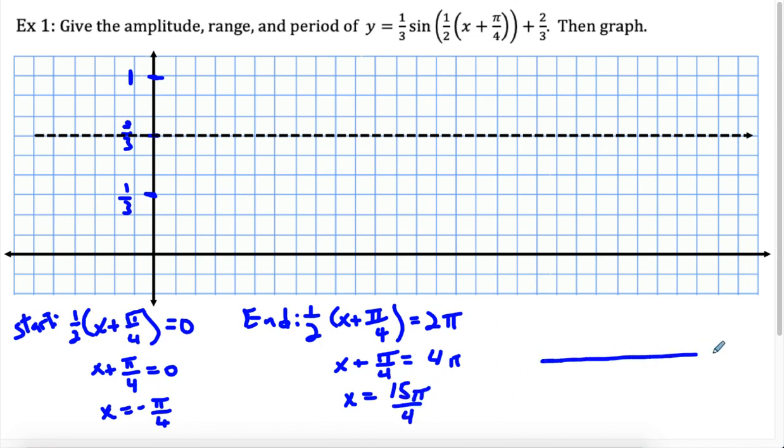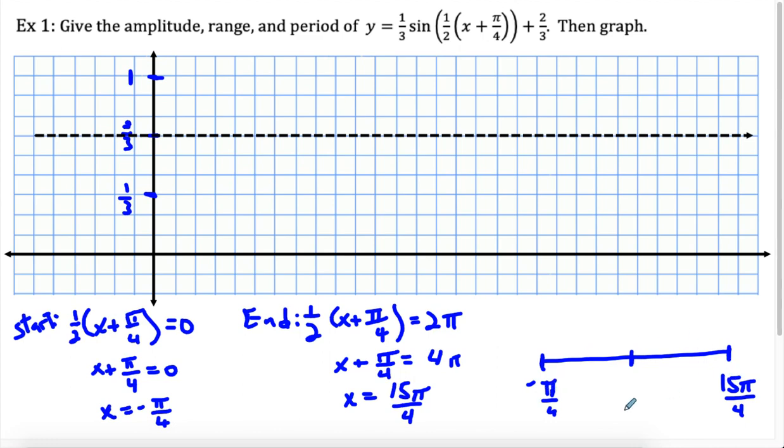So we want to take this region from negative pi over 4 to 15 pi over 4 and split that into fourths. Okay, now, again, if you need to use your calculator or if you need to write this part out, please do. All we're doing is taking the average of these two numbers to find the value that's right in the middle. Average is all of our items added together divided by the number of items.